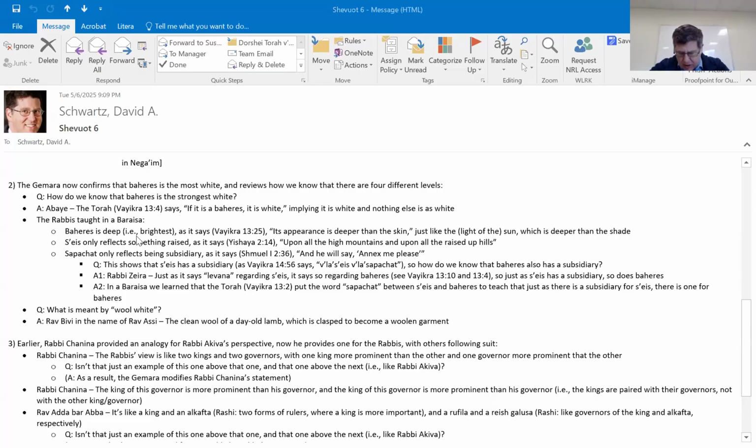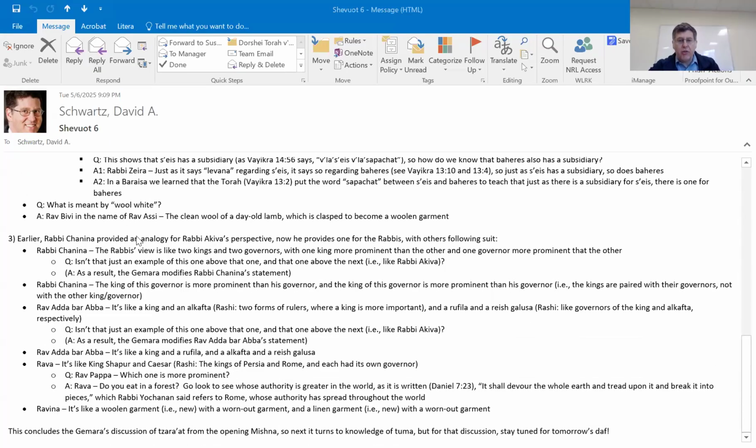you can use it for a beautiful woolen garment. Amar Rabbi Chanina, mashal de Rabbanan lama davar domet. We saw already Rabbi Chanina gave us an analogy for Rabbi Akiva's perspective. Now he's going to provide one for the rabbis, and then others are going to follow suit. To what is the rabbis' view comparable? The rabbis' view is that you combine Baheres with sid, which is one and three, and Seis with the membrane of the egg, the krum betza.